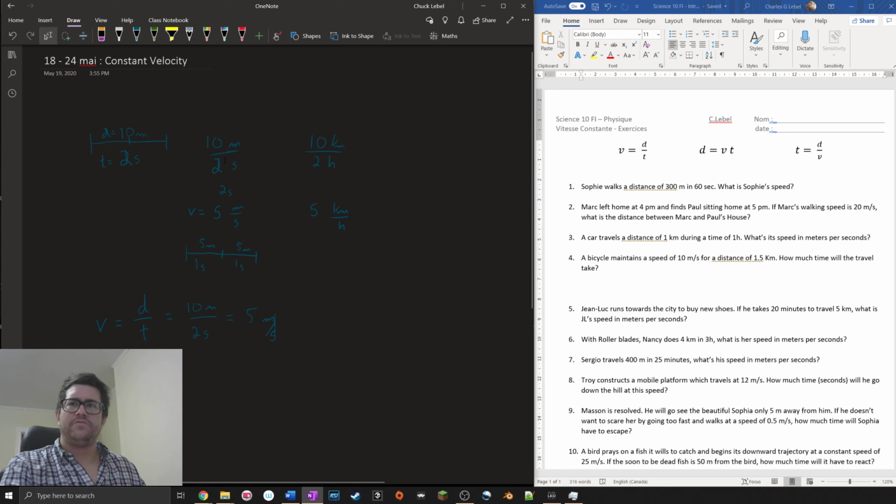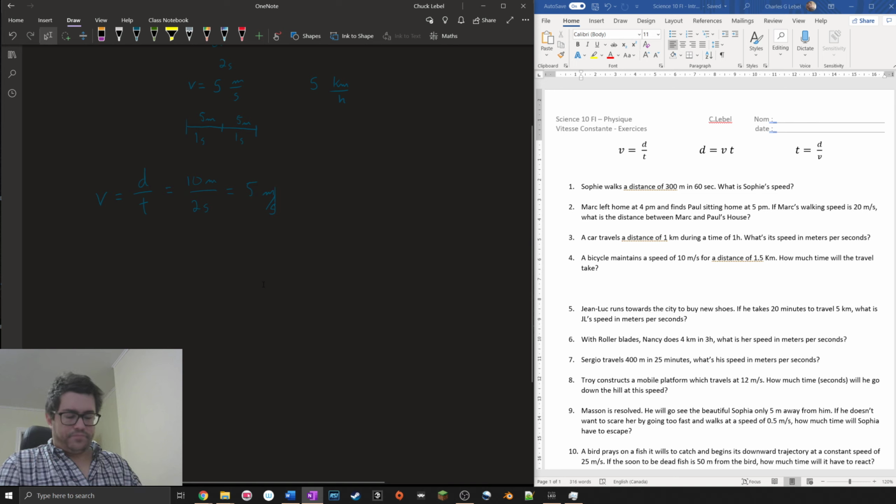It took them 2 seconds. They traveled 10 meters, right? So 10 meters at this speed takes me 2 seconds. It's really simple. And it works. Okay. So we're going to use this formula.